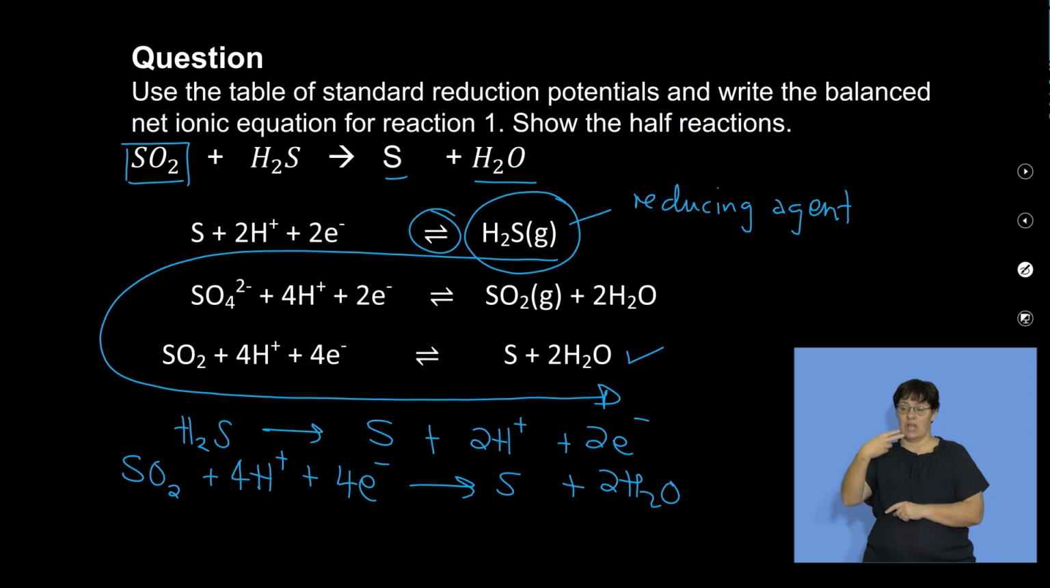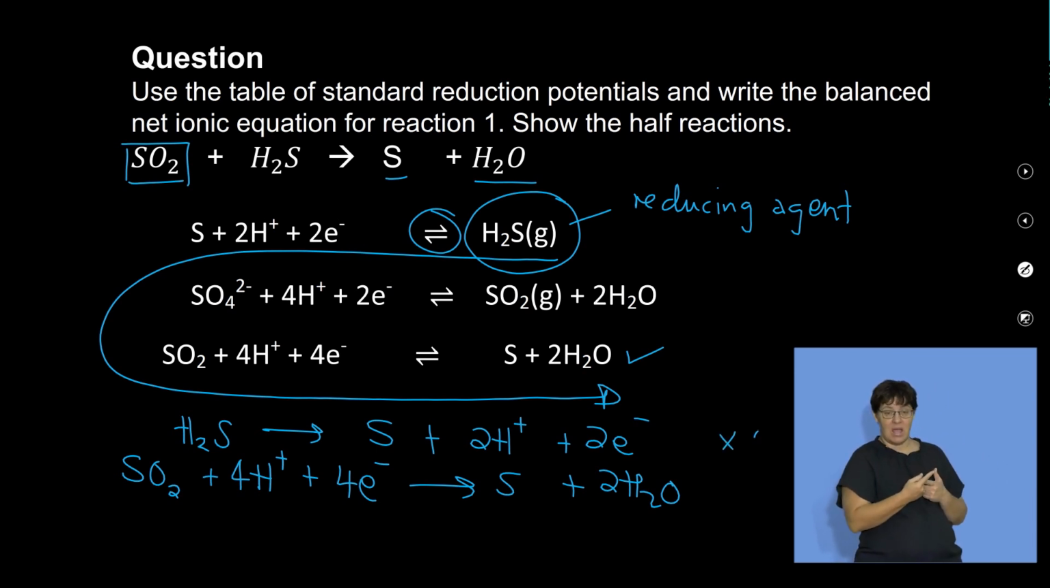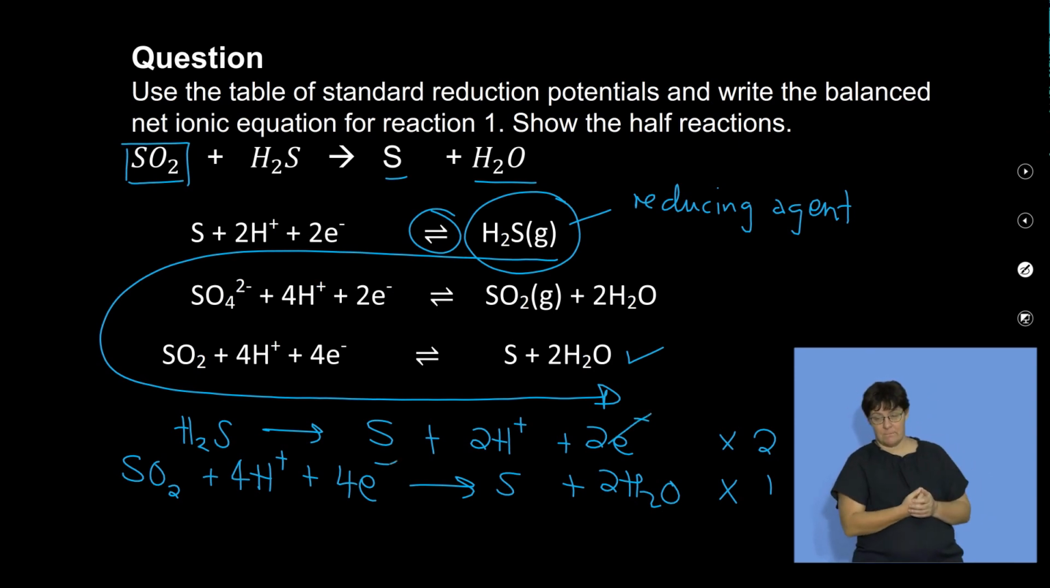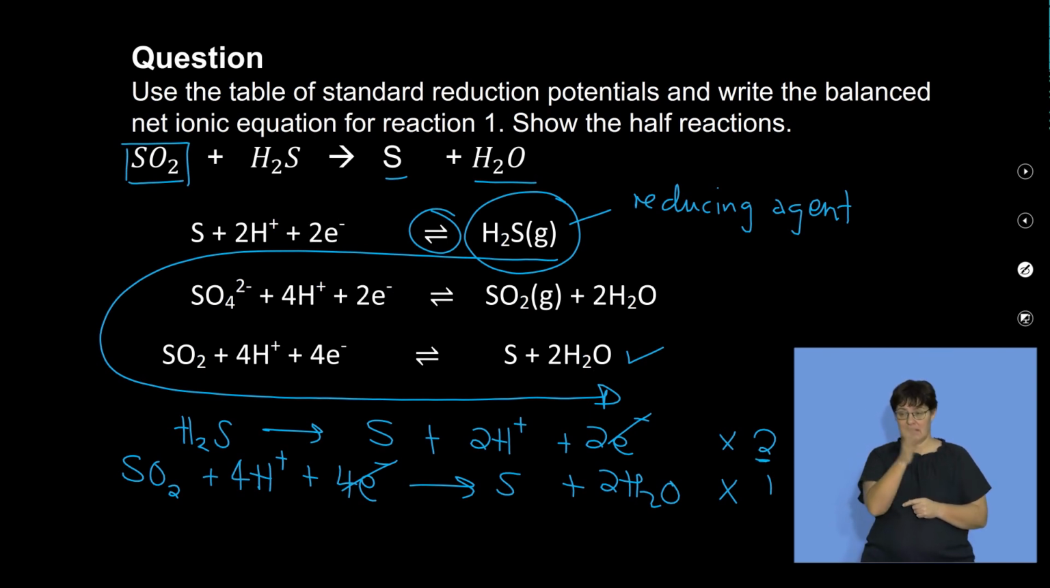Right. So in terms of balancing, we need to pay careful attention to the number of electrons. The number of electrons lost must equal the number of electrons gained. So the ratio is 1 to 2. So we'll multiply this one by 2 and then the reduction one by 1 so that we have 4 electrons lost and 4 electrons gained. So if we have 4, these will cancel out each other because we've multiplied by the 2. Take note.